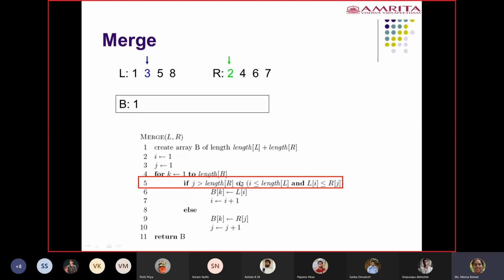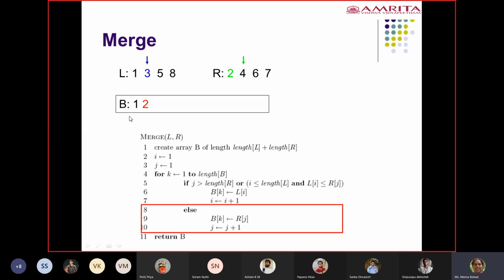When k becomes 2, it comes here. The first condition does not satisfy. The second condition also doesn't satisfy: Li is not less than or equal to Rj, because 5 is not less than 2. So we come to the else part. So Bk becomes Rj. The 2 is copied here and J becomes 2.